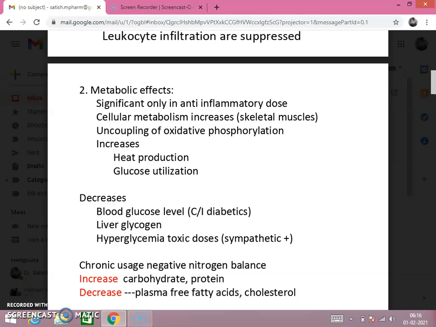During metabolic effects, we can observe a decrease in blood glucose level. Thereby, it is contraindicated in people with diabetes, because they will already be under oral hypoglycemic or insulin treatment. If they are taking NSAIDs, there may be a chance of decrease in blood glucose level, so a synergistic response can be observed. Care should be taken. It can also decrease liver glycogen level, and even hyperglycemia can be observed in toxic doses. This may happen because of the sympathetic stimulation observed upon administration of aspirin in anti-inflammatory doses. But chronic usage may cause negative nitrogen balance, and it also increases carbohydrate and protein and decreases plasma free fatty acid and cholesterol level. These are the metabolic effects of aspirin.